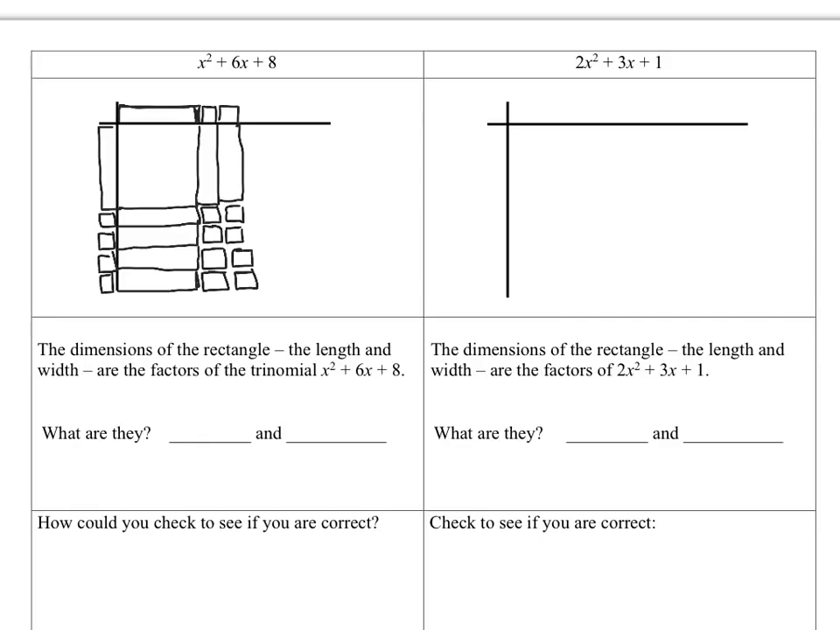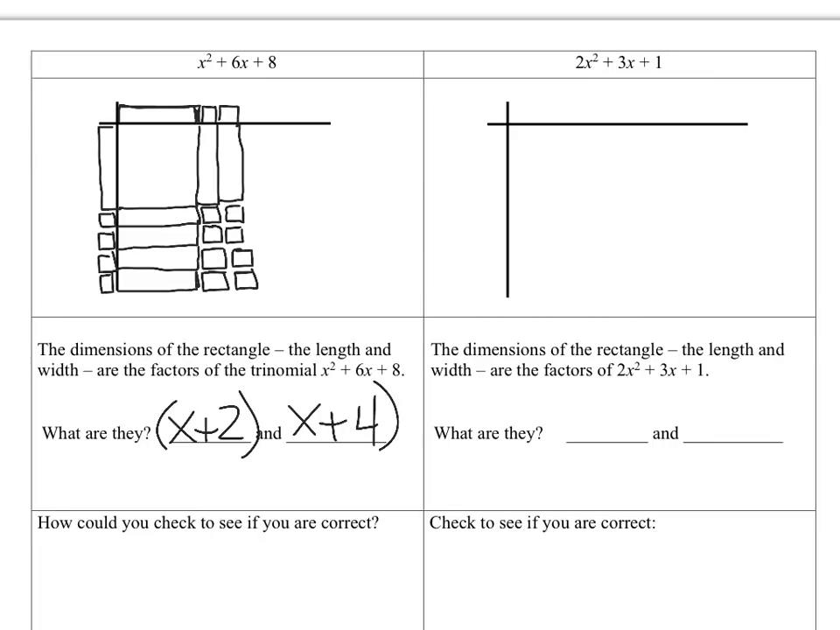And what I have now is I figured out what my factors were, what I multiplied to get x squared plus 6x plus 8. Right here I have x plus 2 and x plus 4. So my factors, I'm going to go ahead and write them down here. They're x plus 2 and x plus 4.